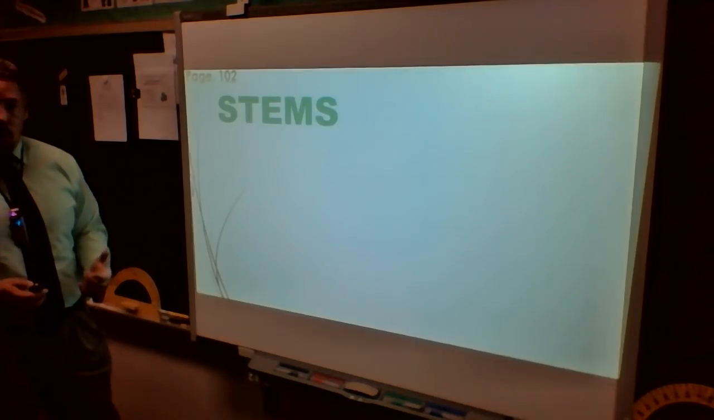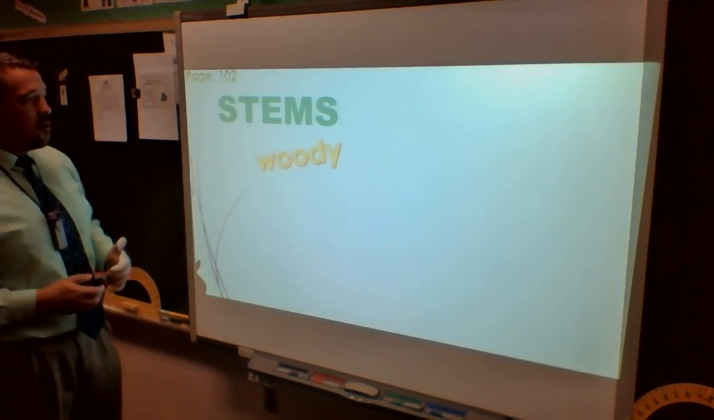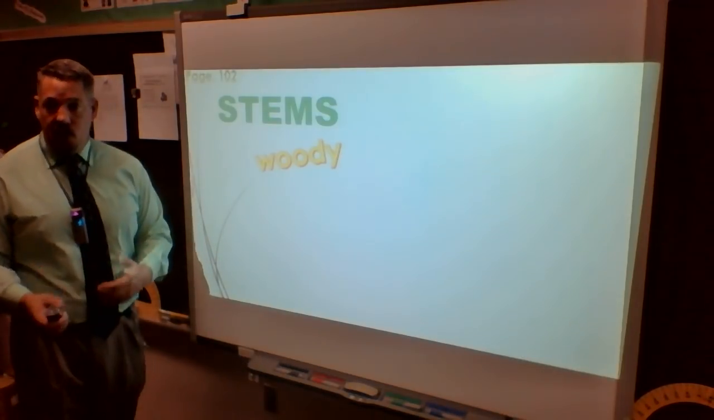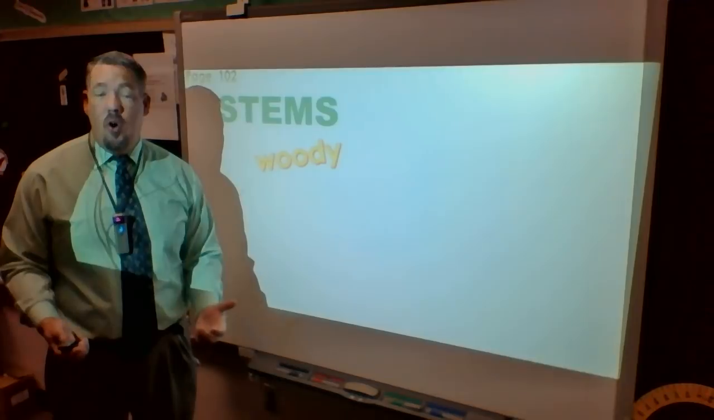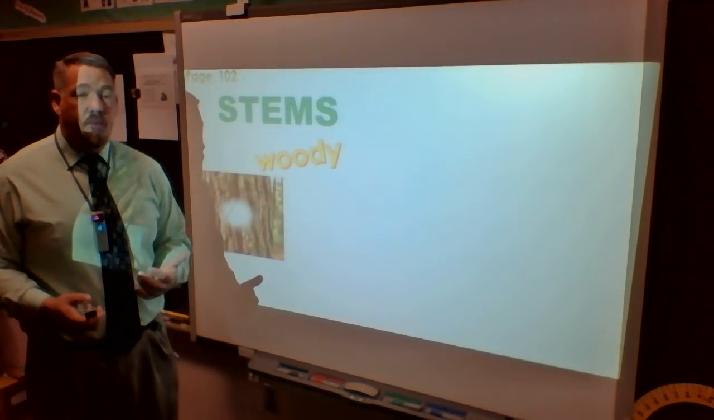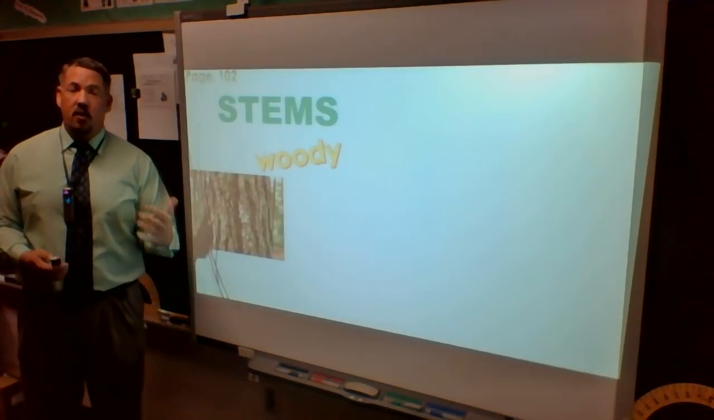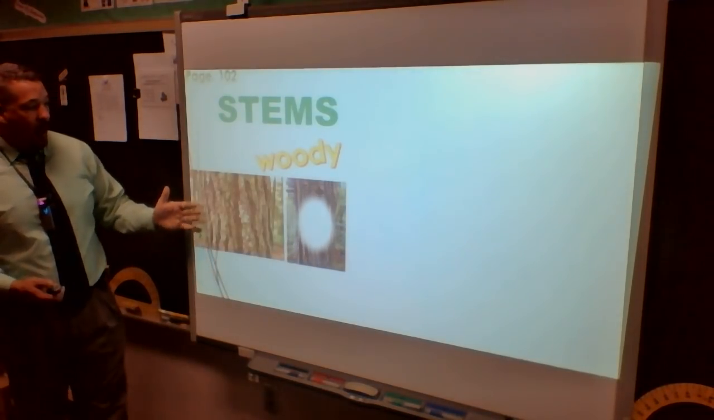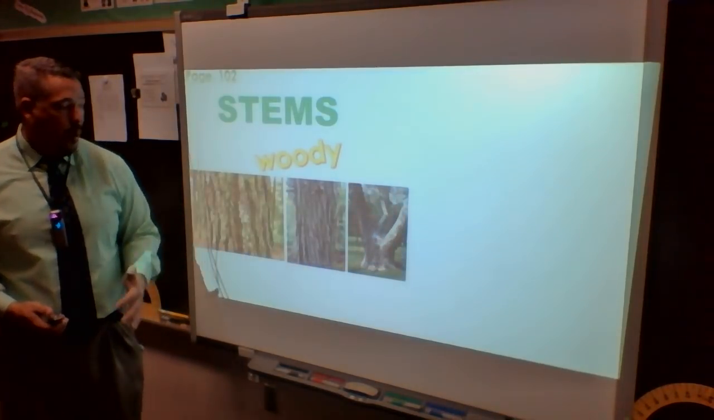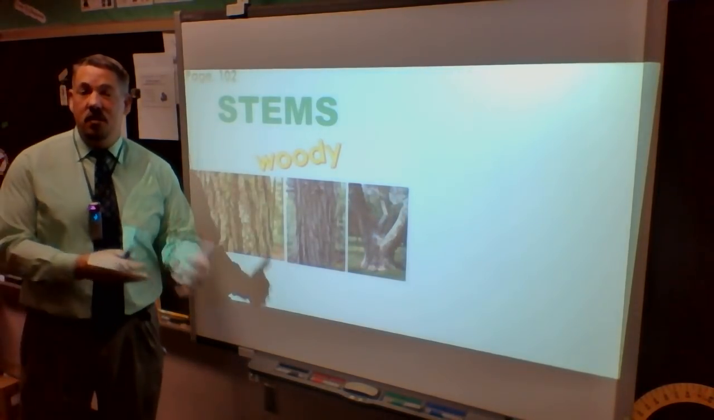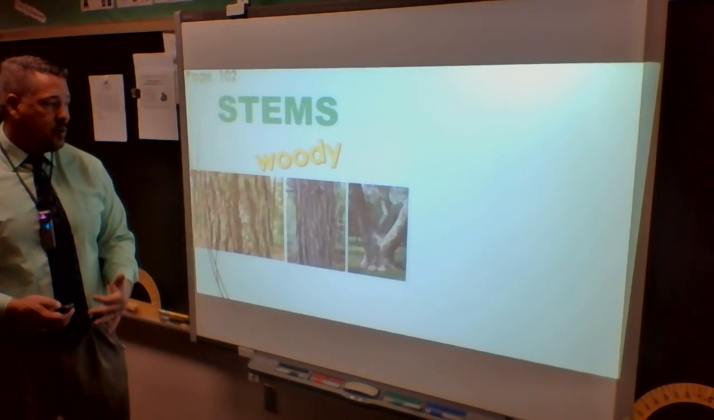So then we look at the stems, and we have a couple of different types of stems. We have what is called a woody stem, and when we talk about woody stems, we're talking about something that we would classify as wood. Most of our trees would be classified as wood, right? So woody stems look in several different forms. We can have really rough bark, we can have peeling bark, we can have smooth bark, but it's still the stem right above the roots of the plant.